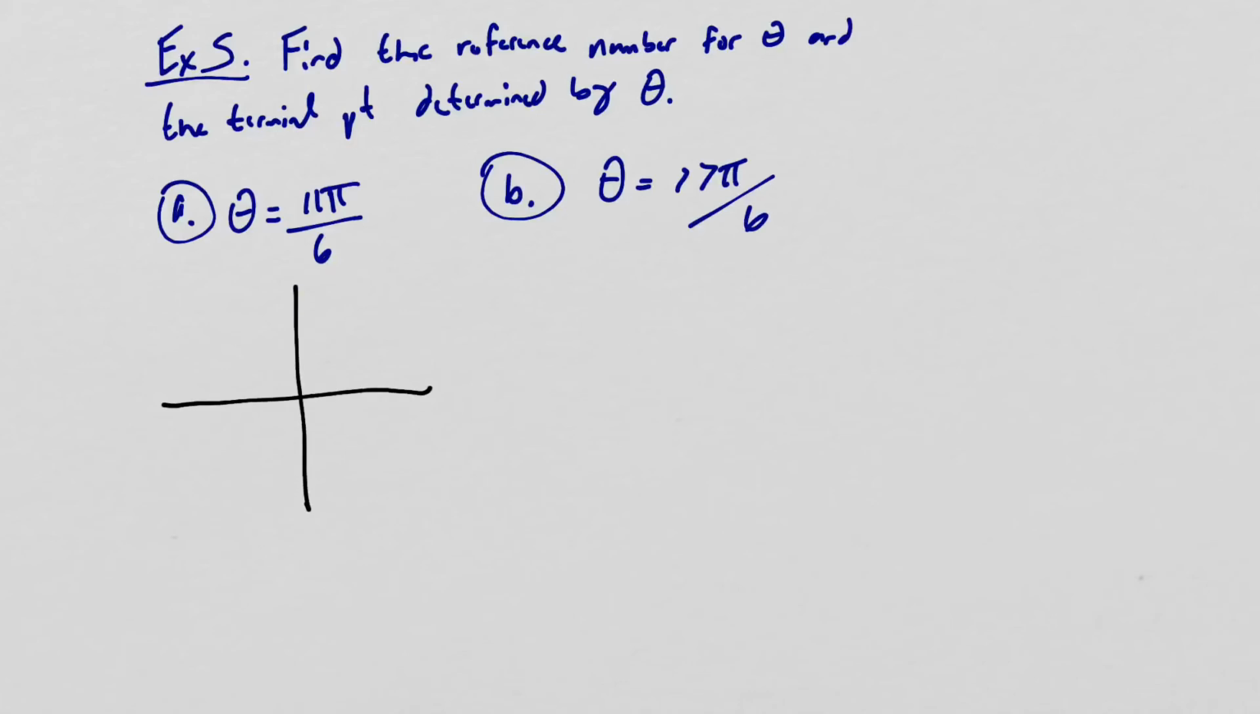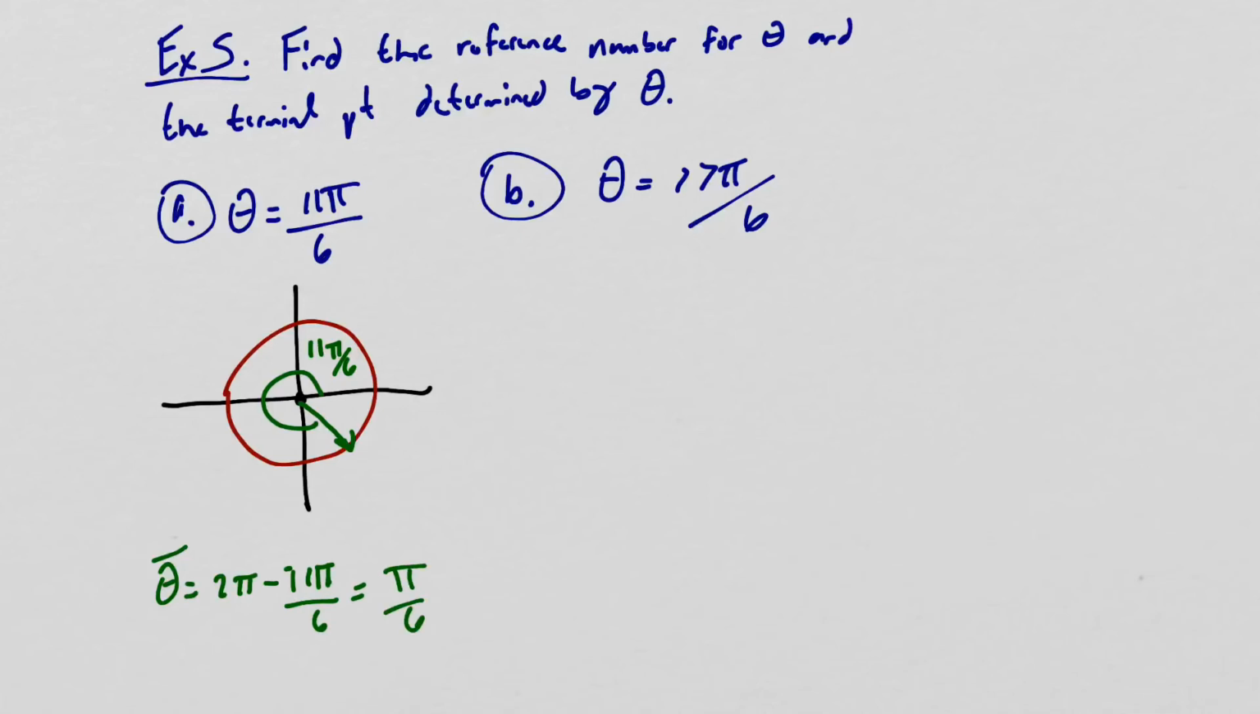So for part A, we'll draw a unit circle. And first, let's draw the angle 11 pi divided by 6. 11 pi divided by 6 is less than 2 pi, but it's greater than 3 pi divided by 2, which means that our terminal point is going to lie in the fourth quadrant. Our reference number, theta bar, is going to be then 2 pi minus 11 pi divided by 6, which leaves us with pi divided by 6.